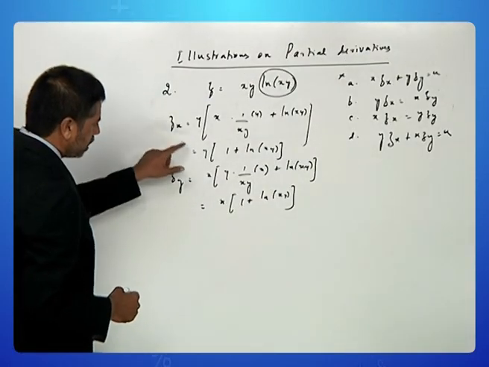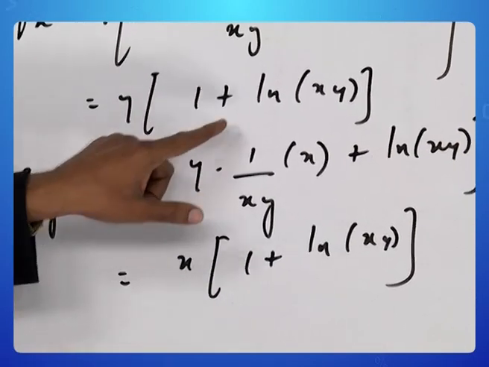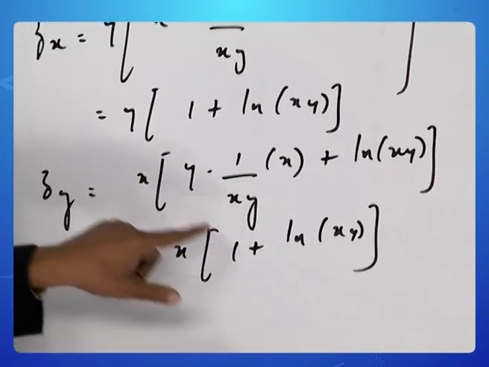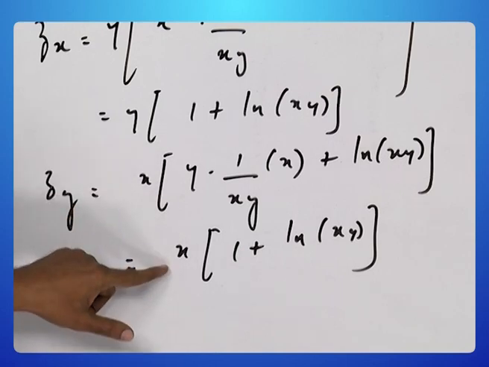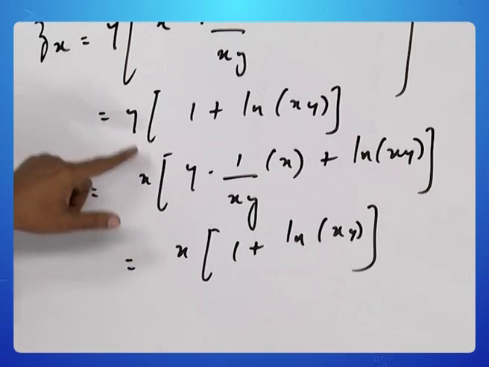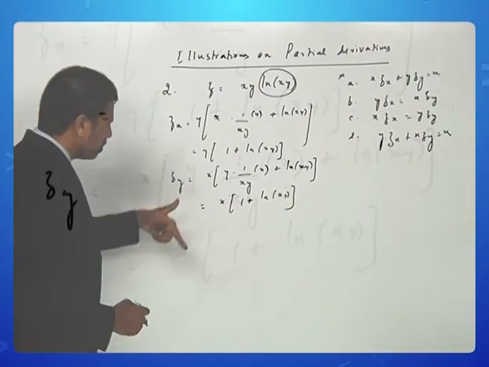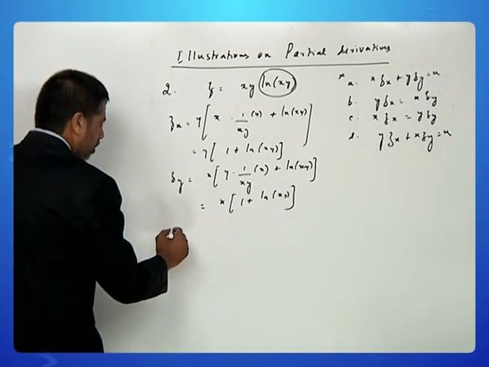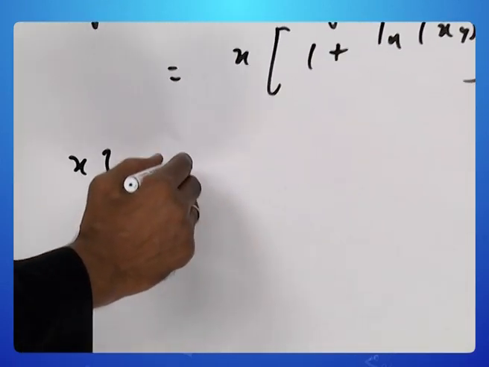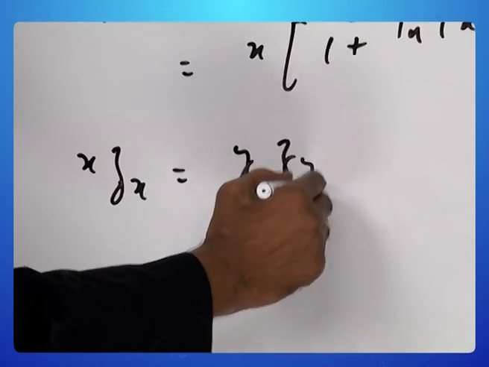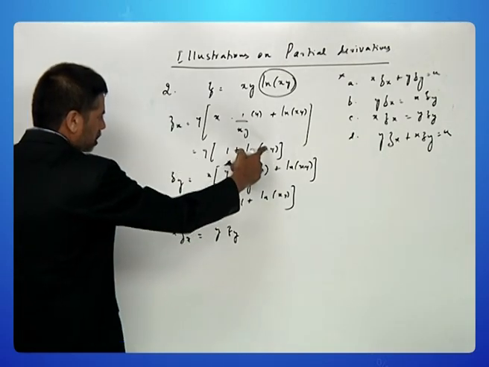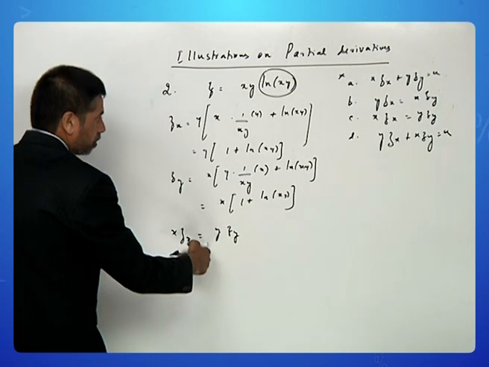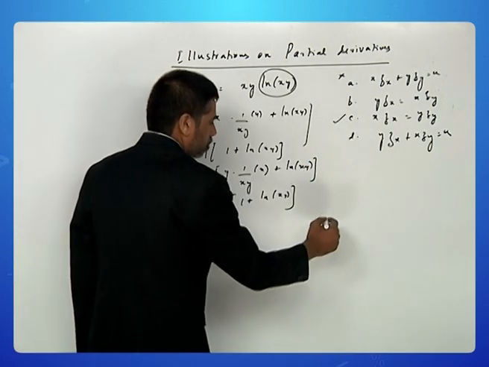Now observe zx and zy. The bracketed portion is common. So here we have y, here it is x. So if you multiply this with x and this with y, then the outputs become same. Therefore, x zx will be equal to y zy. So x times this and y times this will produce the same answer. So option C for this problem is correct.